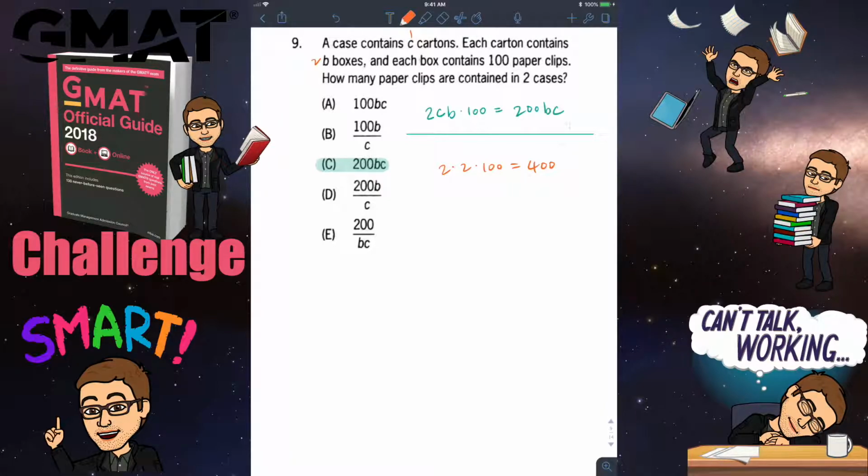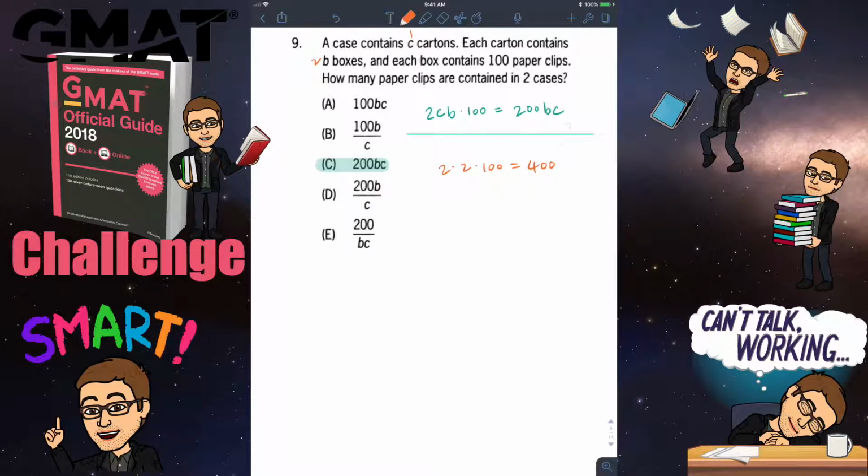And you may ask me, this has nothing to do with the answer choices. But actually it does. If you look at the answer choices, it has B and C. So all you need to do is plug in the values that you picked for B and C into each answer choice and check if the final result is 400. That's why, picking numbers, you should pick easy numbers. I pick very easy numbers, 1 and 2.